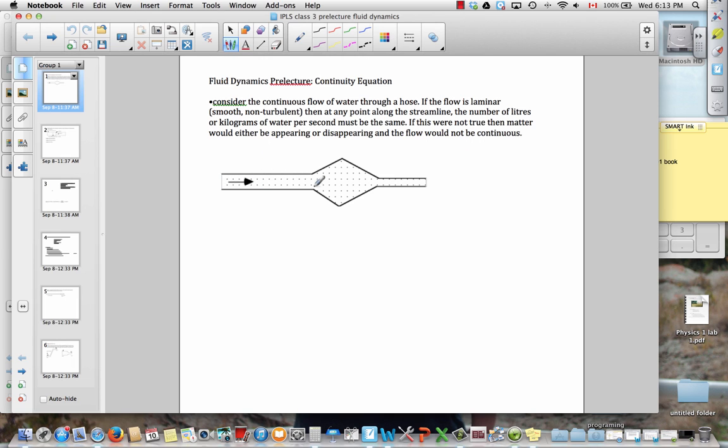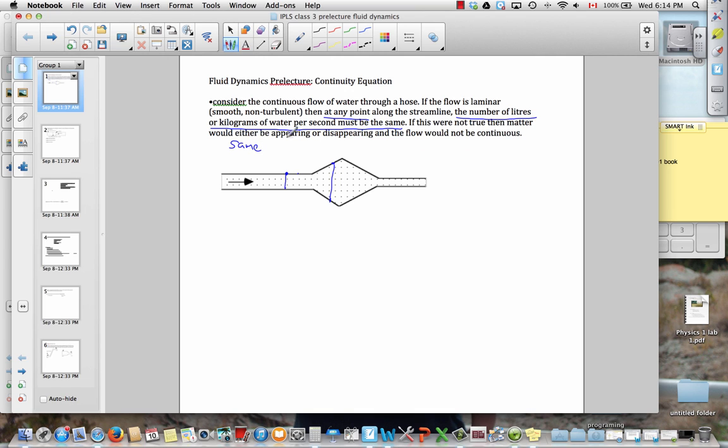If we have a continuous flow of water through a hose, then it must be that we've got the same amount of fluid passing per second at any 2 points. So if we consider, say, a point here and a point here, even though the cross-sectional area of the hose is different, you must have the same amount of fluid per second. So the number of liters or kilograms of water per second must be the same at any point.